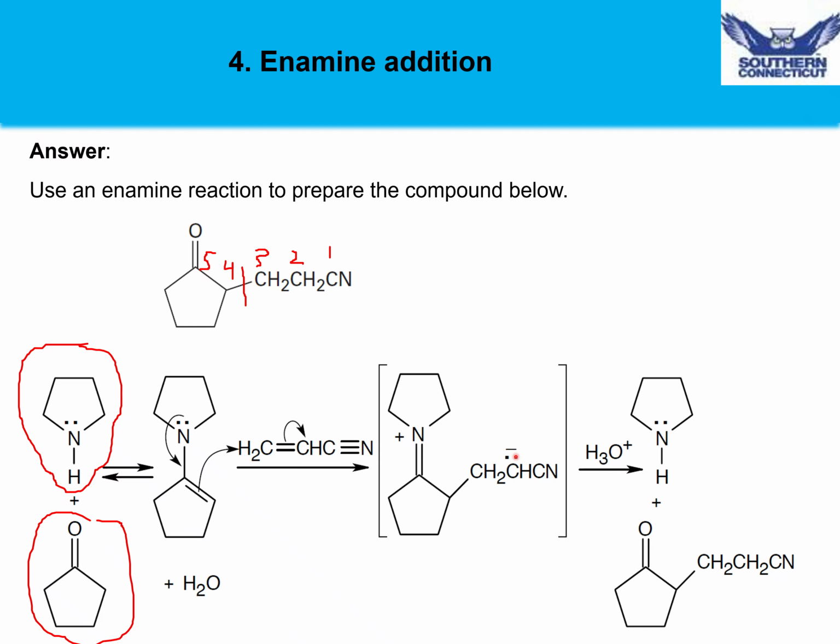When we add aqueous acid, that carbon gets protonated and it becomes simply a carbon that has two hydrogens in the product. The iminium ion gets hydrolyzed by aqueous acid into a ketone, which we see in the product, and a secondary amine.